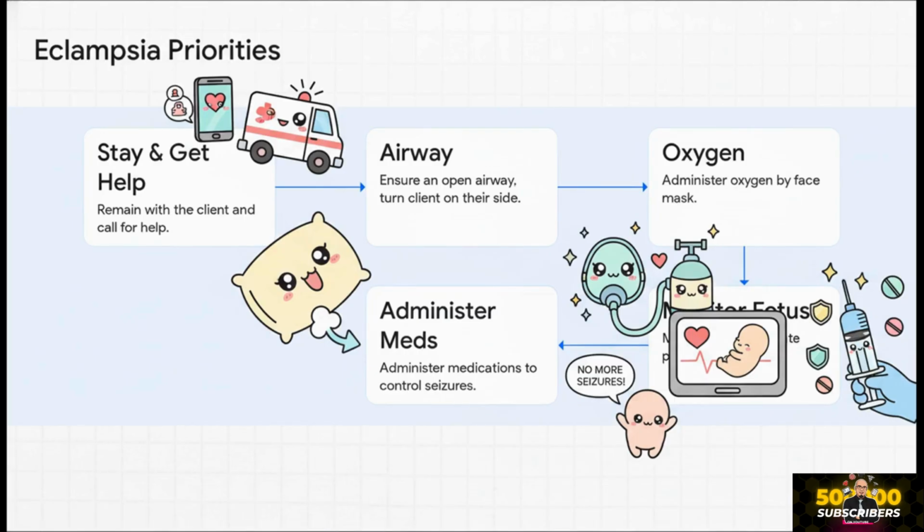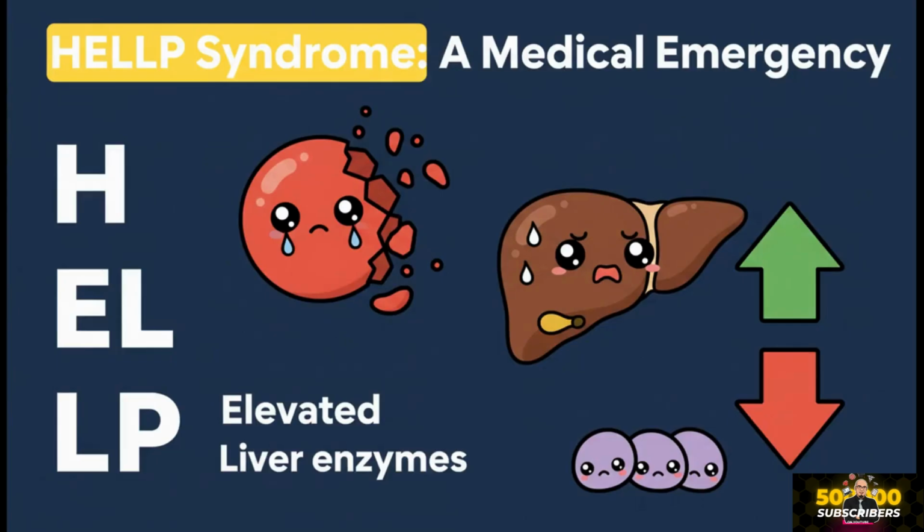Your absolute top priority is their safety and their airway. Get them on their side to keep them from aspirating. Then you get oxygen on them. Notice how giving meds comes after all of those immediate safety steps? That sequence is so vital for the NCLEX. And you've got to be on the lookout for this really severe complication, HELLP syndrome.